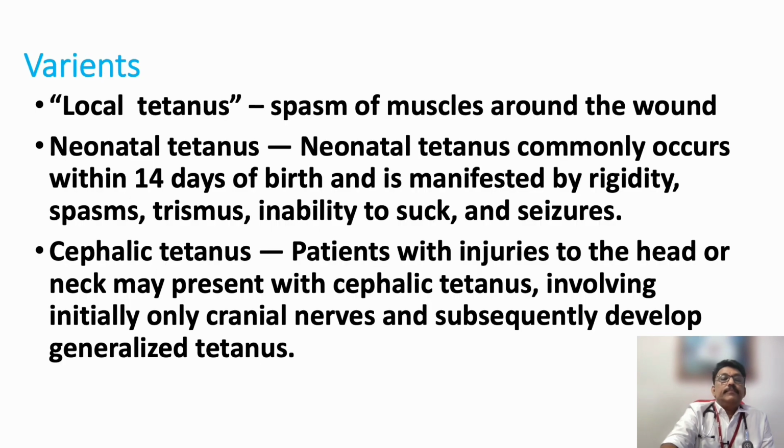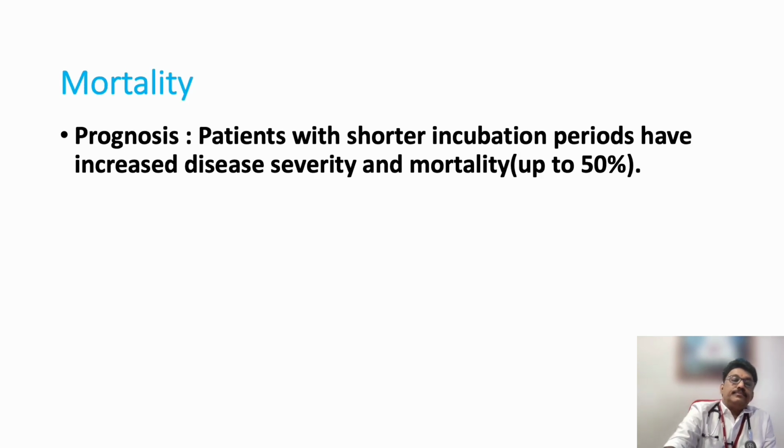There are variants of tetanus like local tetanus, spasm of muscles around the wound, and neonatal tetanus. Neonatal tetanus commonly occurs within 14 days of birth and it manifests by rigidity, spasm, trismus, inability to suck, seizures. Cephalic tetanus, patients with injuries to the head or neck may present with cephalic tetanus involving initially only cranial nerves and subsequently develop generalized tetanus.